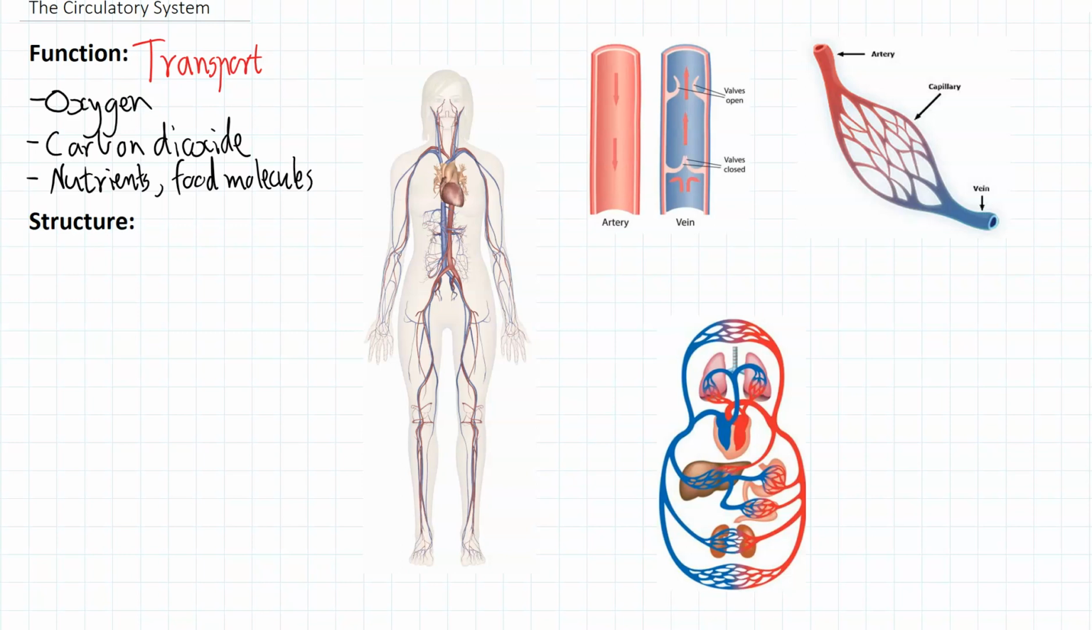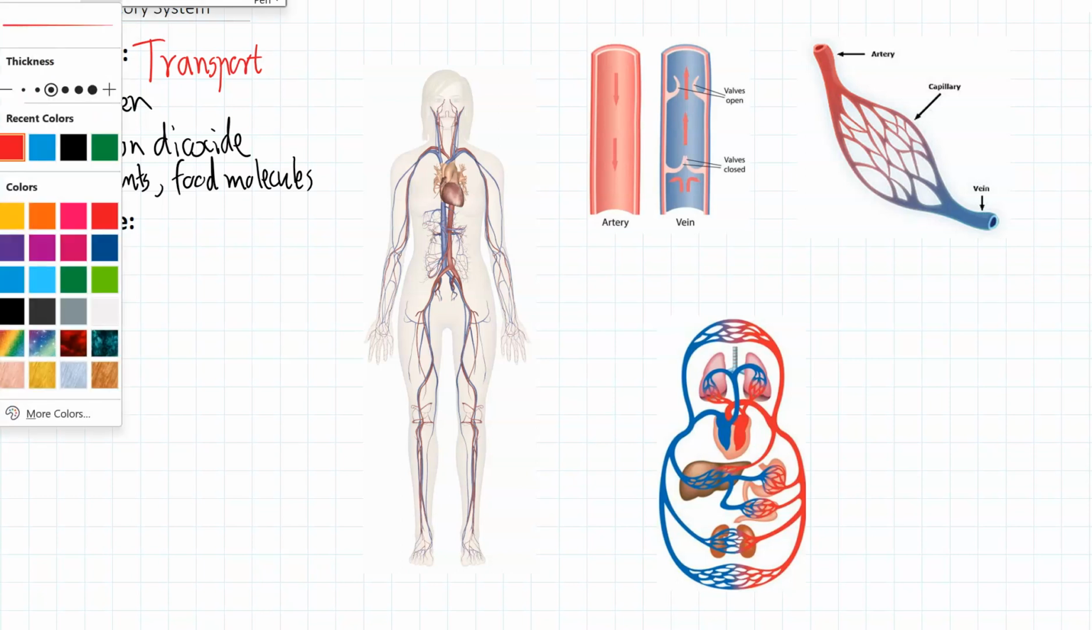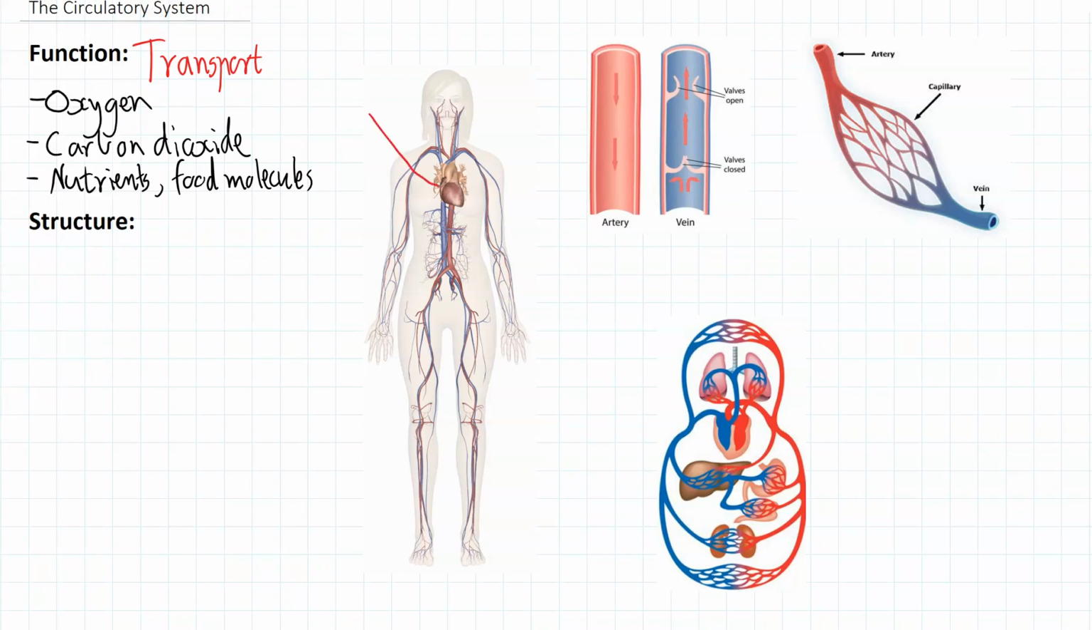So the circulatory system is vital. It transports everything that we need around our body. So let's look at the different structures within our circulatory system. We probably know the main parts already. So let's look on this diagram firstly. So probably the most important organ is the heart. That's the big pump in the middle of our body that pushes all these liquids around the circulatory system.